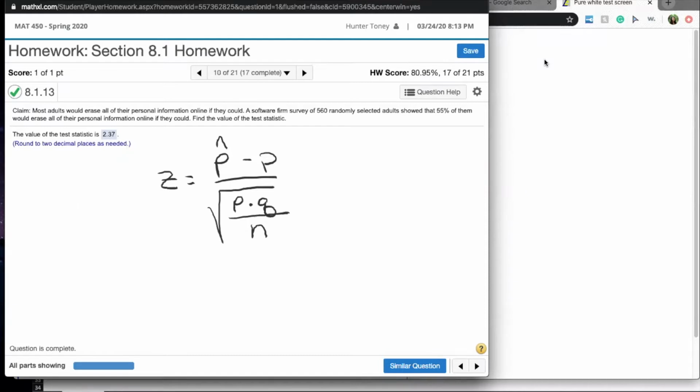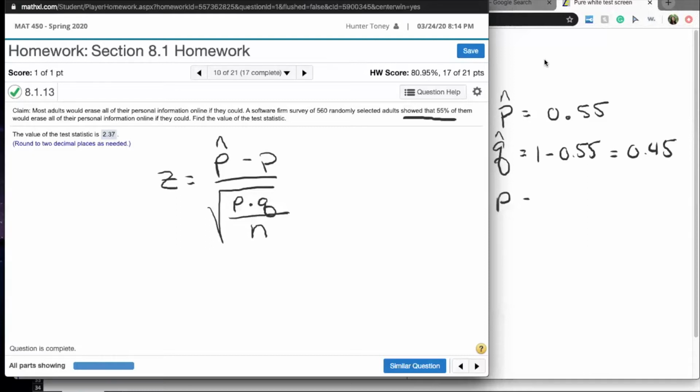variables. So for p hat, it's going to be our percentage that's given. So if you see in the problem, they say that it showed that 55% of them would erase their data. So our p hat would just be our 0.55, or our percentage as a decimal. And then q hat has the same relationship as p and q. So it would just be 1 minus 0.55, which is equal to 0.45.